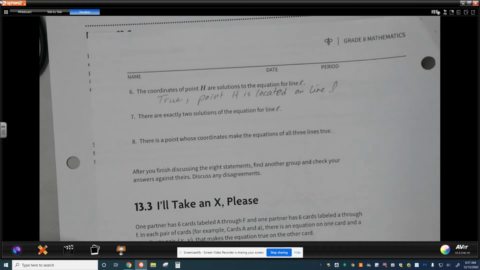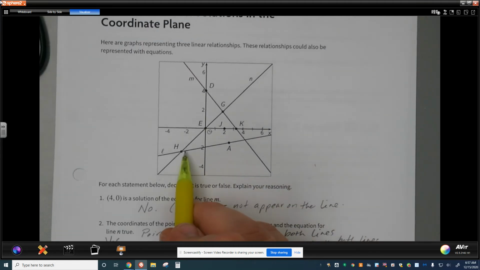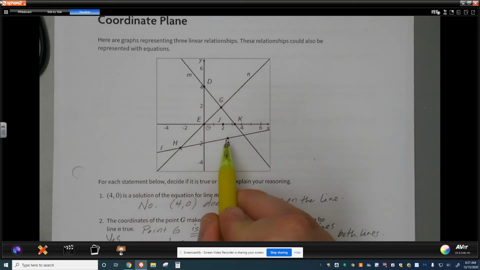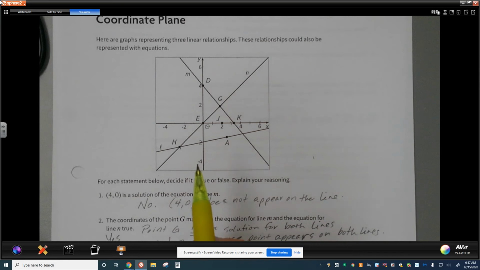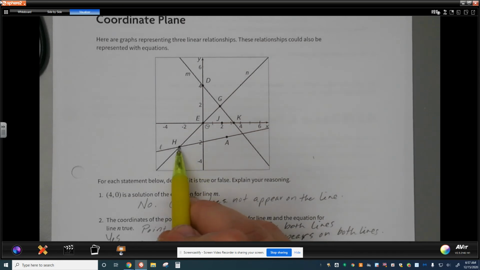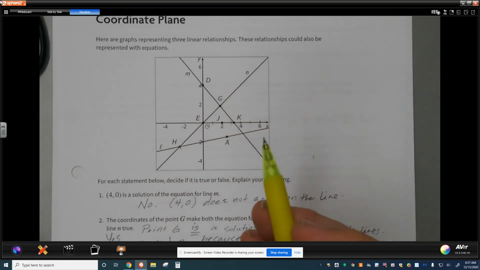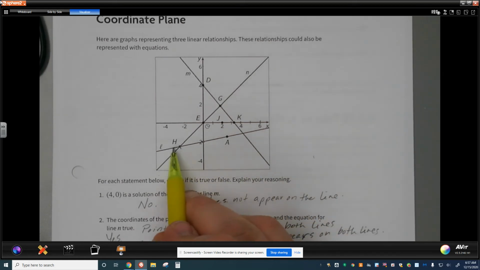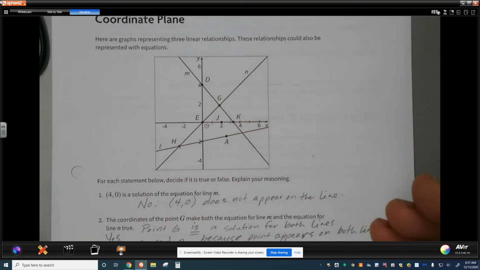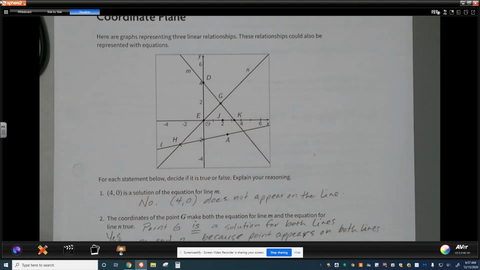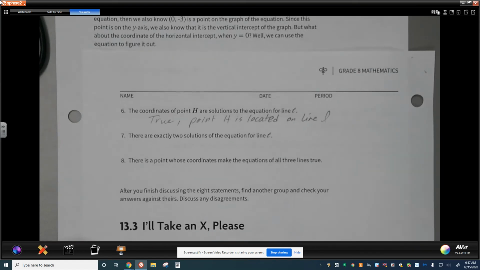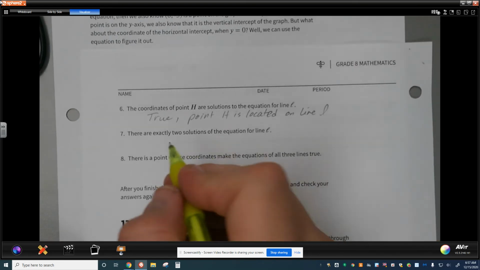There are exactly two solutions to the equation for line L. Well, we see here's a point right here, and here's a point right here. But is it possible that there are a lot more points that make up line L? Well, there's one, there's two, but what about the y-intercept? That makes a third one, and that automatically makes our statement false. So the reality is there's an infinite number of points that would make up line L, because this line continues to go on and on forever. So, there are exactly two solutions to the equation for line L. That's false.